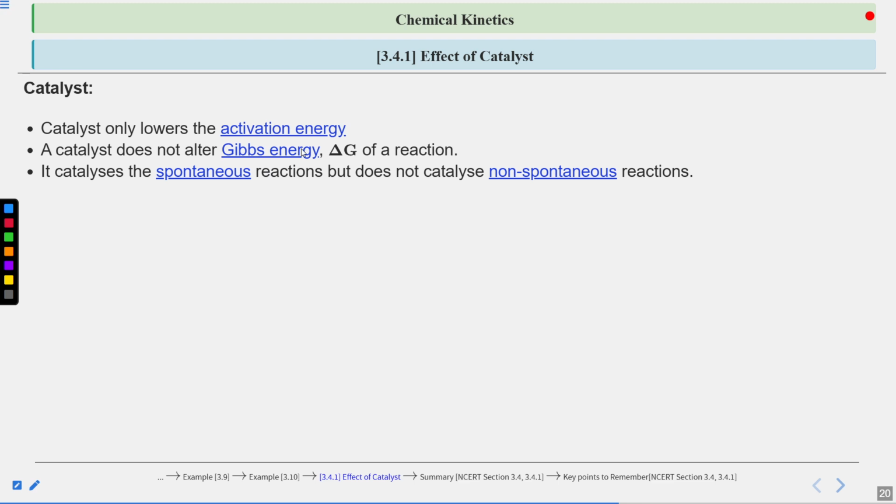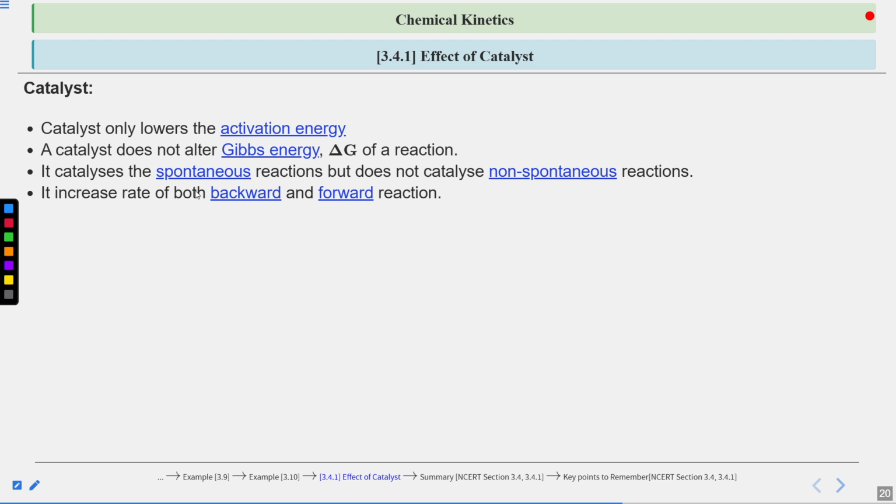It catalyzes the spontaneous reactions but does not catalyze non-spontaneous reactions. Spontaneous reactions are those which can happen spontaneously and whose delta G value, that is Gibbs energy value, is less than 0. Non-spontaneous reactions, whose delta G value is greater than 0, can't happen spontaneously. So a catalyst only catalyzes spontaneous reactions, not non-spontaneous reactions.